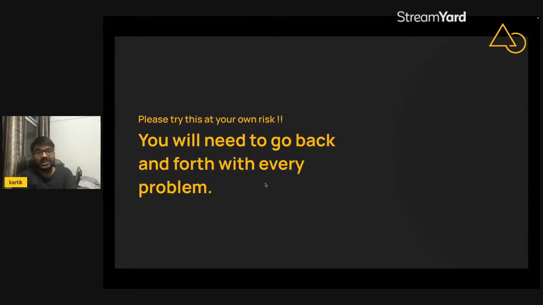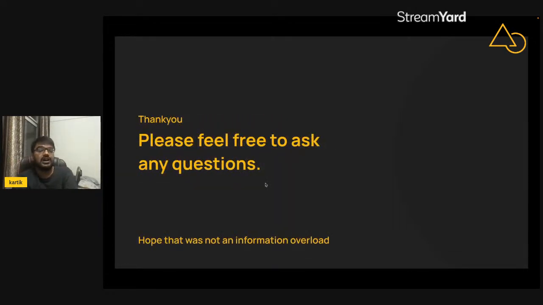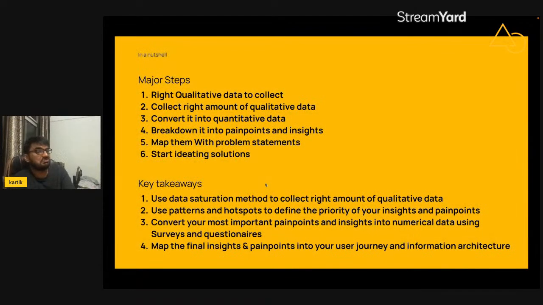Doesn't mean that it can work for you, but I have seen in most big companies people always convert their quality data into quantity data, and these are some of the tools and techniques they actually use. I would like to answer your questions now, but before that, maybe the PPT could be too long, so I will just convert it into some major steps which you need to take and some key takeaways, into this cheat sheet.